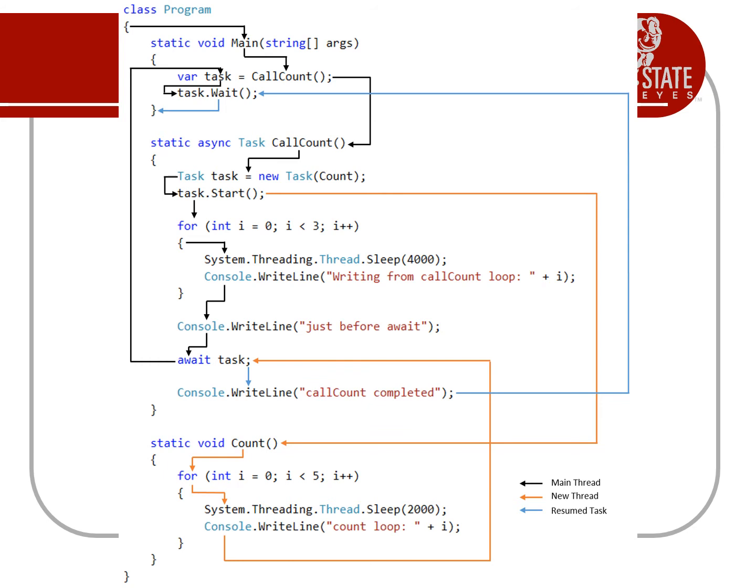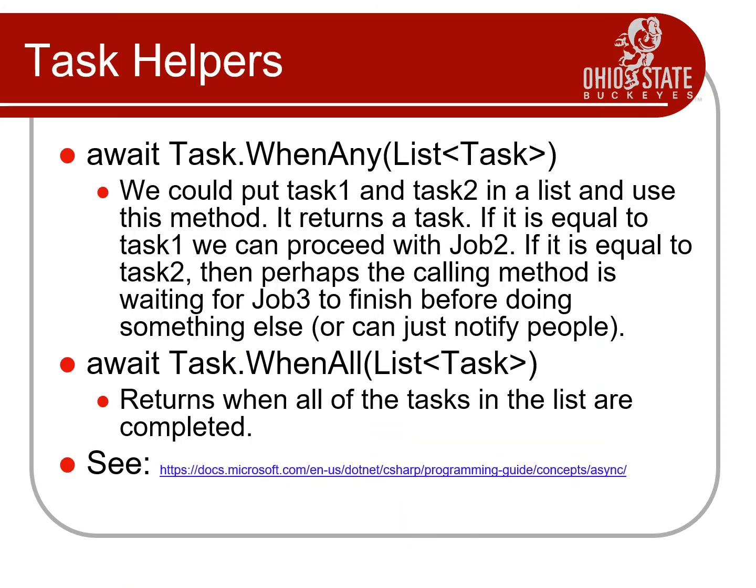The await and the async work together. If you try to create an async method without an await, you'll get a compiler warning or error. If you try to create an await without an async, you'll get a warning. Async without an await, you'll get an error. Okay. And there's some nice helpers in here.